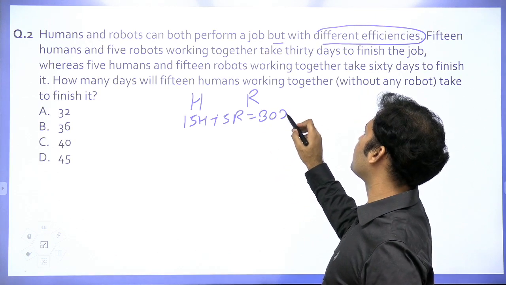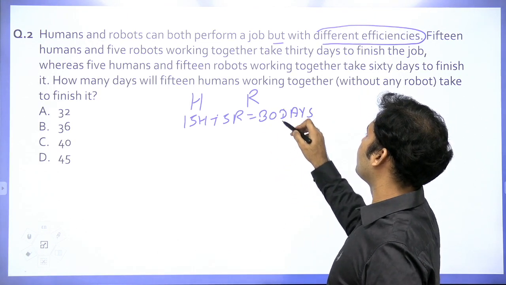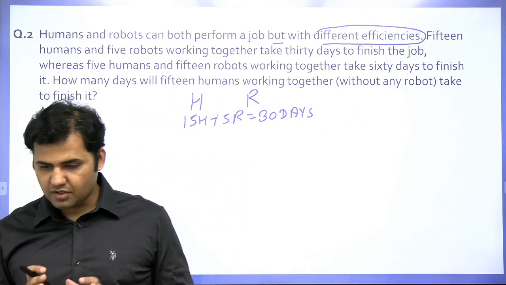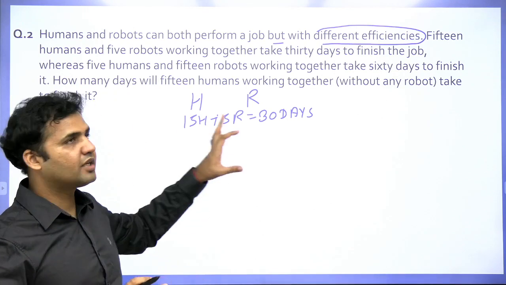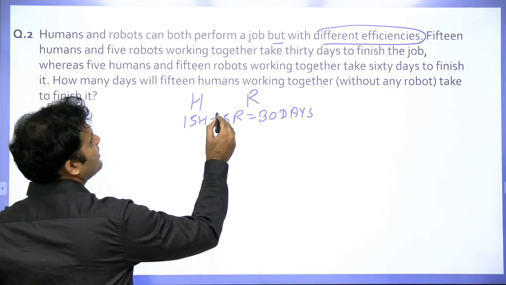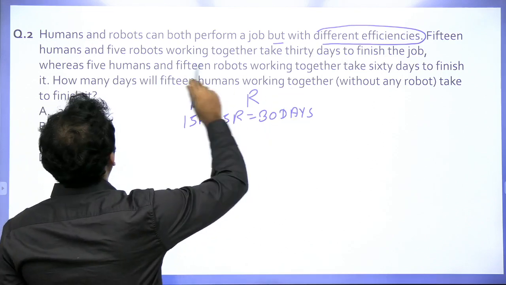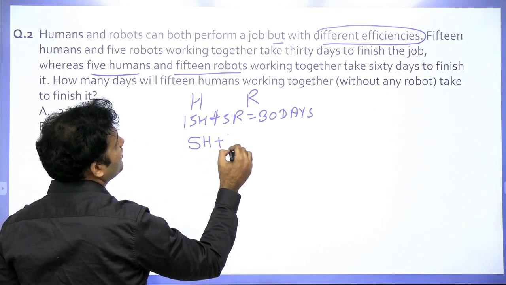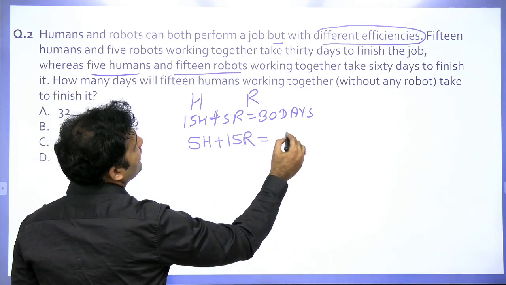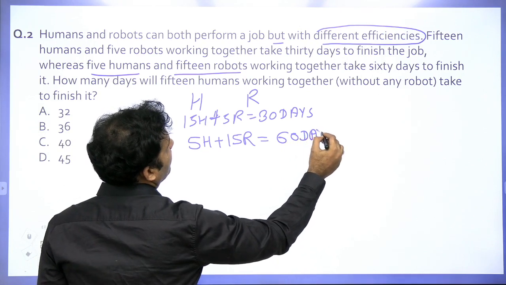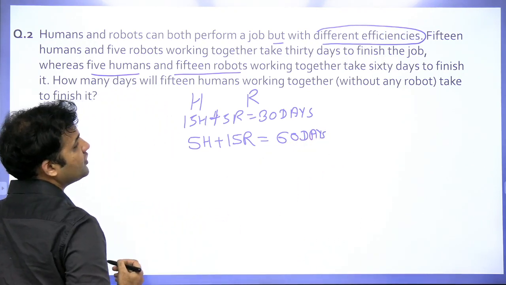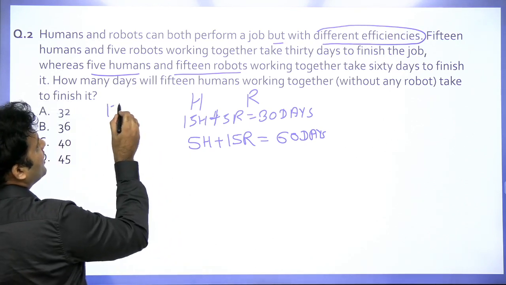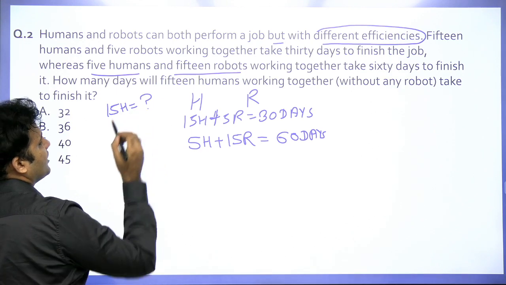This is the information of the question. We are just noting down what the question is saying, right? We haven't started solving it here. We are first using the information that is here. We are just noting it down. The next information says that if 5 humans and 15 robots are working, they can finish the work in 60 days. Now we are supposed to tell how many days 15 humans working together without any robots will take. So 15 humans will do the work in how many days? This is our question, guys.